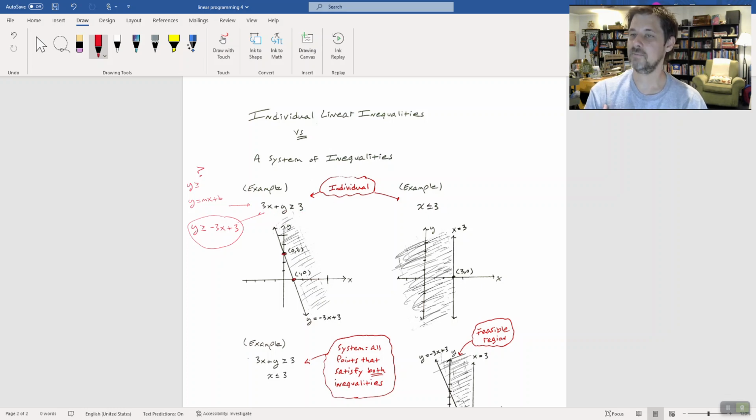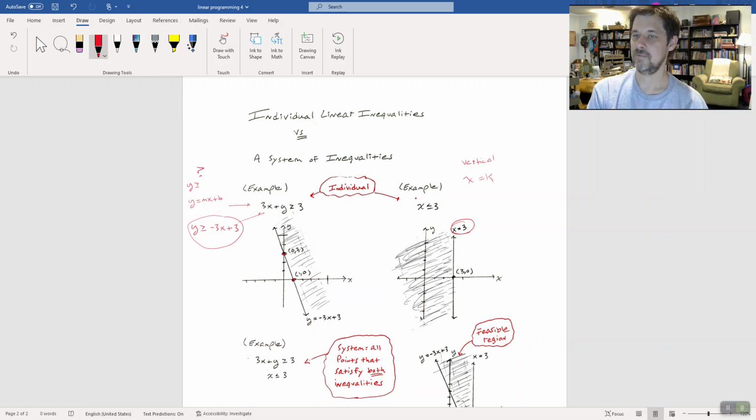What about this one? Remember, in the last video, I said if you see an equation x equals k, that's going to be a vertical line that goes through the number k on the x-axis. So x equals 3 is a vertical line that goes through 3 on the x-axis. Where do you think all the points are where x is less than or equal to 3? The vertical line is where x equals 3, and if you go left of that, those are all the points where x is less than 3.